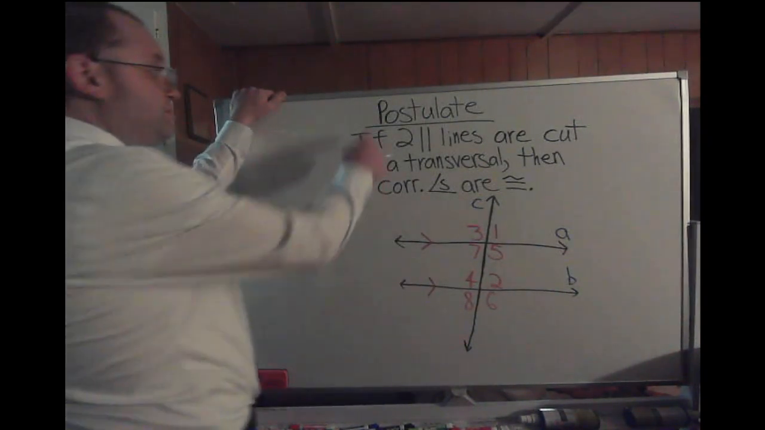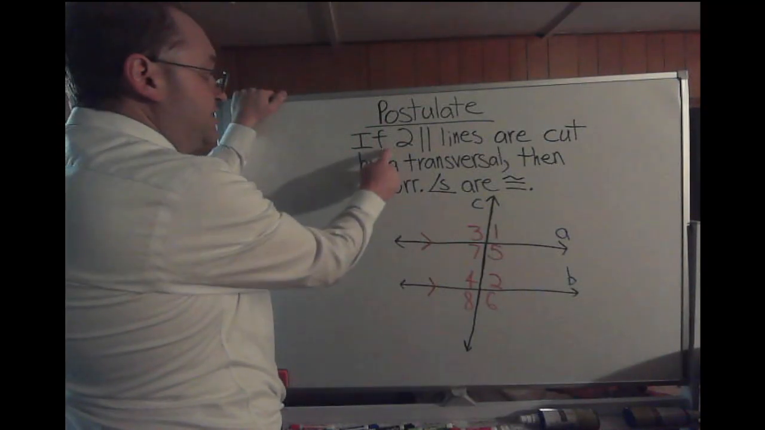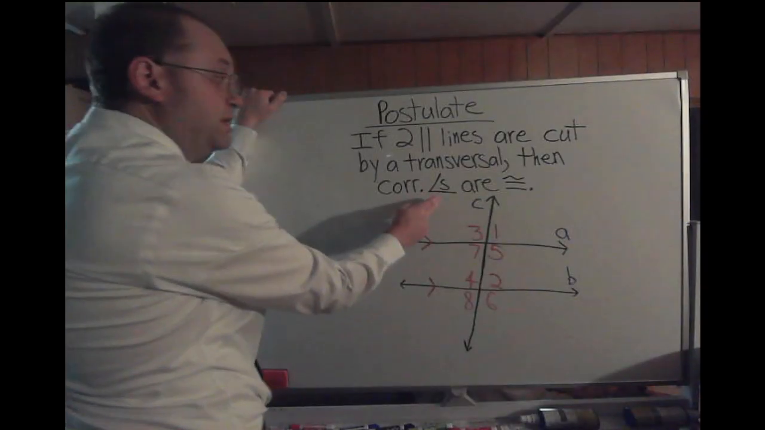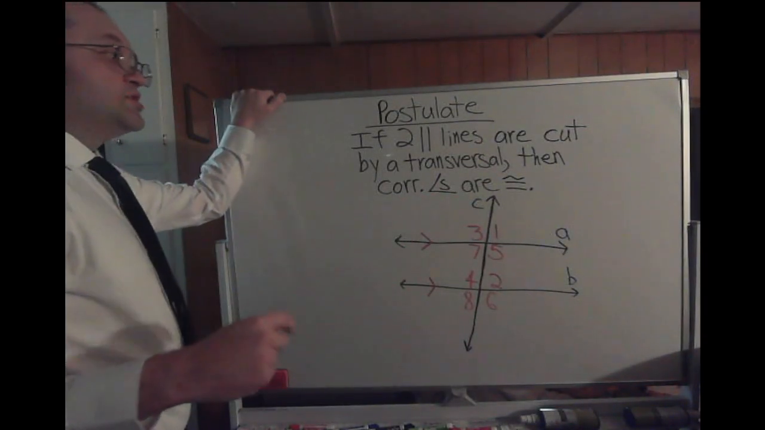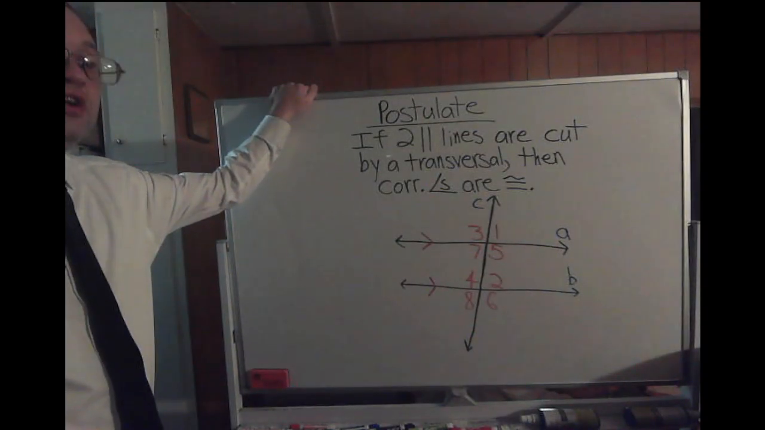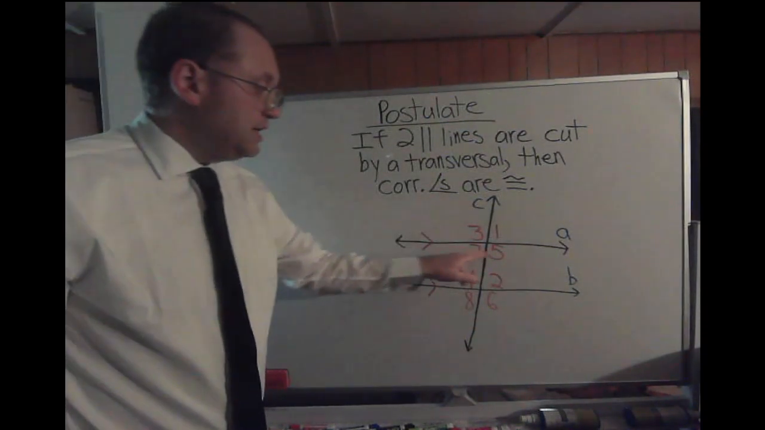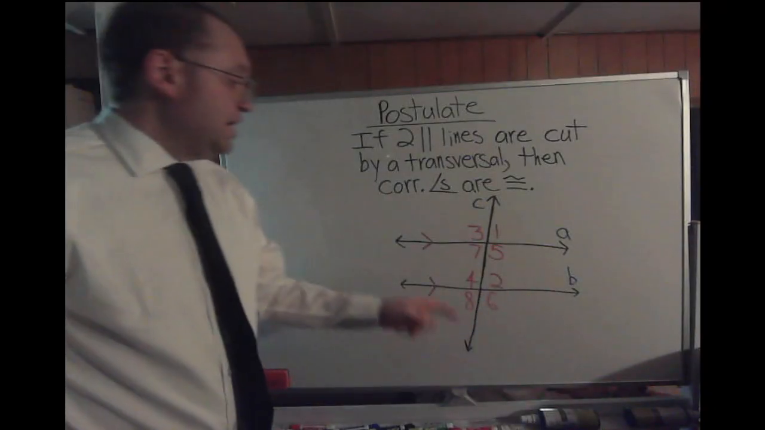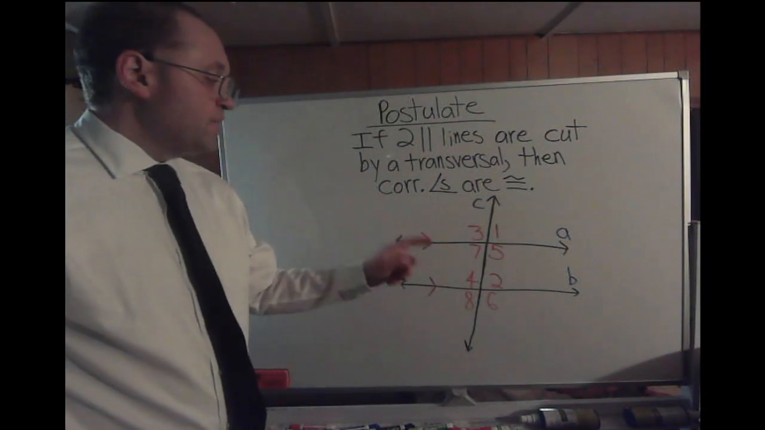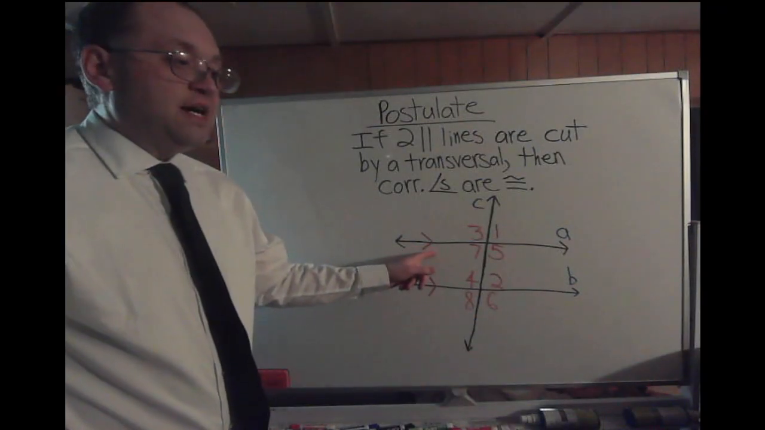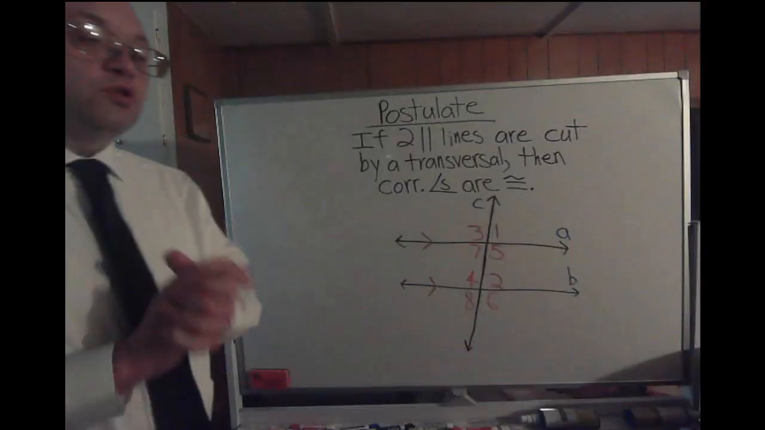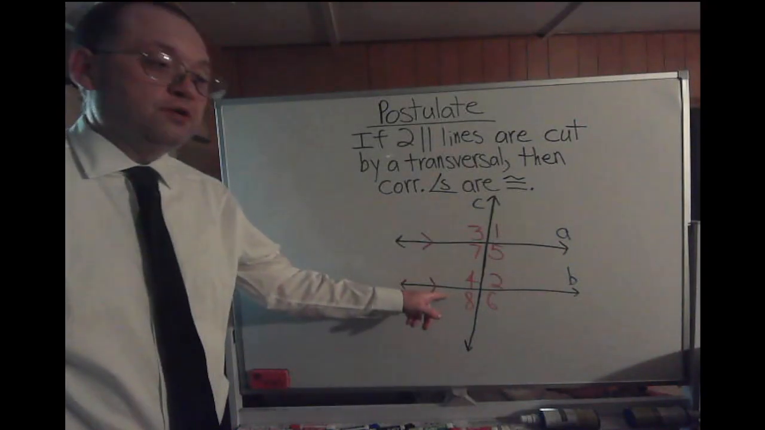We have our first postulate here. It says that if two parallel lines are cut by a transversal, then the corresponding angles are congruent. So yesterday we talked about parallel lines being lines that never intersect. We have the parallel lines here, A and B, and you see that red arrow in the middle of the line, just the one red arrow? Whenever you see that in the middle of the line, on both lines, that means both lines are parallel. So that's how you'll be able to look at a diagram and see if lines are parallel.